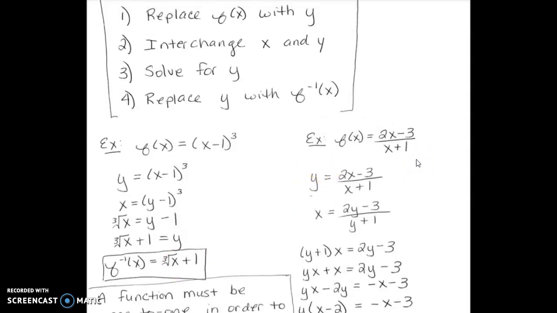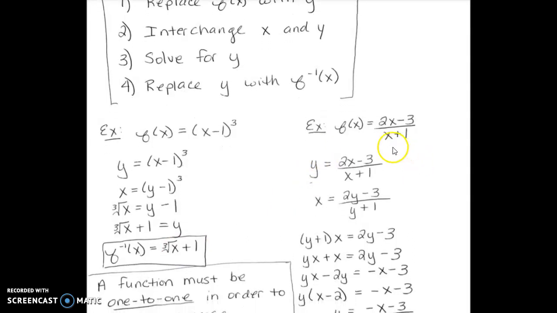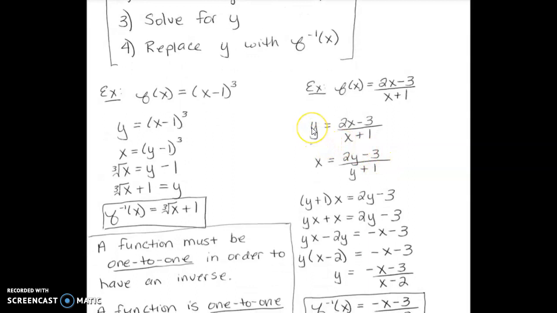Our second example is a little bit harder because of the algebra, but it follows the same 4 steps. F of x equals 2x minus 3 divided by x plus 1. Step 1, replace f of x with y. Gets me to here. Second step, interchange x and y, so the y becomes an x. Both of these x's have to become y's, everything else stays the same.